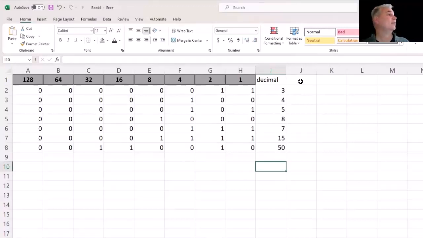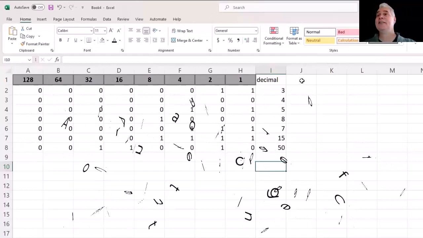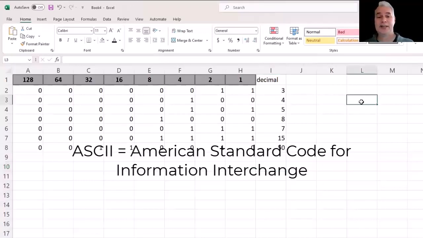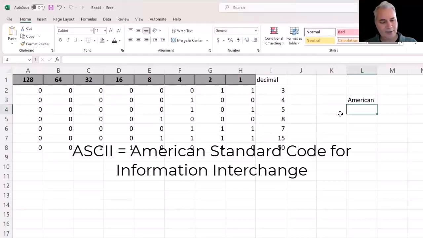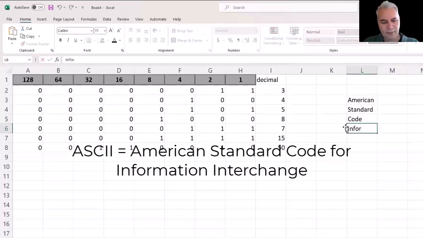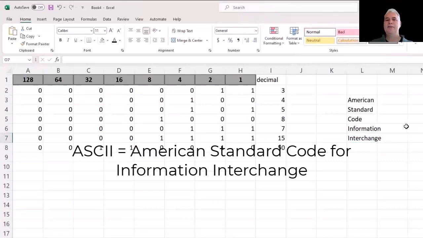Okay, so let me show you something. One of the things they talked about in the video is this thing called ASCII, and ASCII stands for American Standard Code for Information Interchange. So I'm going to write that in here. American, standard, code, for information, and then interchange. Okay.